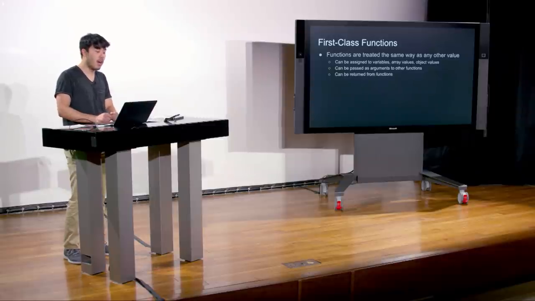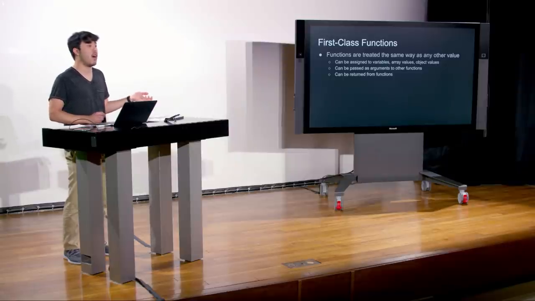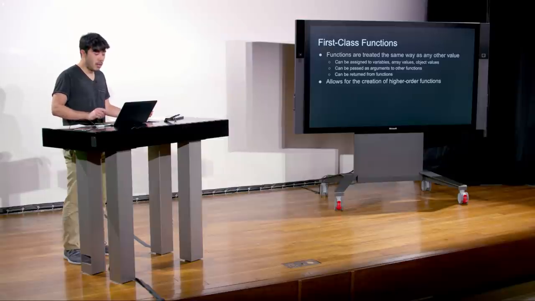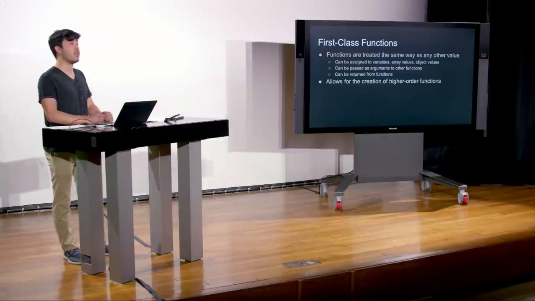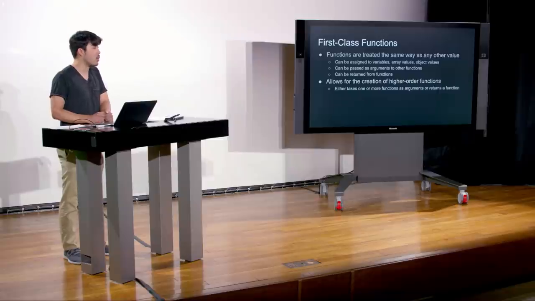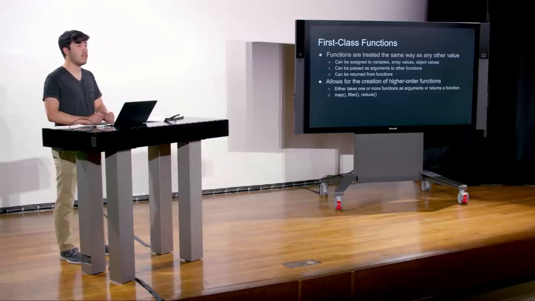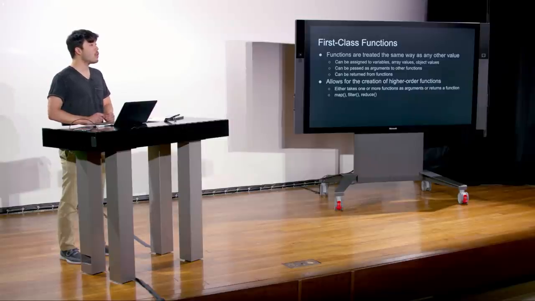They can also be passed as arguments to other functions. There's nothing stopping us from declaring a function which expects a function as an argument. And they can also be returned from functions, as we saw earlier. In the previous example, we saw a function that returned another function. And so it allows the creation of higher order functions. A higher order function is basically any function that takes one or more functions as arguments or returns a function. Some big examples of those are map, filter, and reduce. Does anybody have any questions on what a first class citizen or a first class function means? We have seen almost all of these bullets as examples in the past couple days.